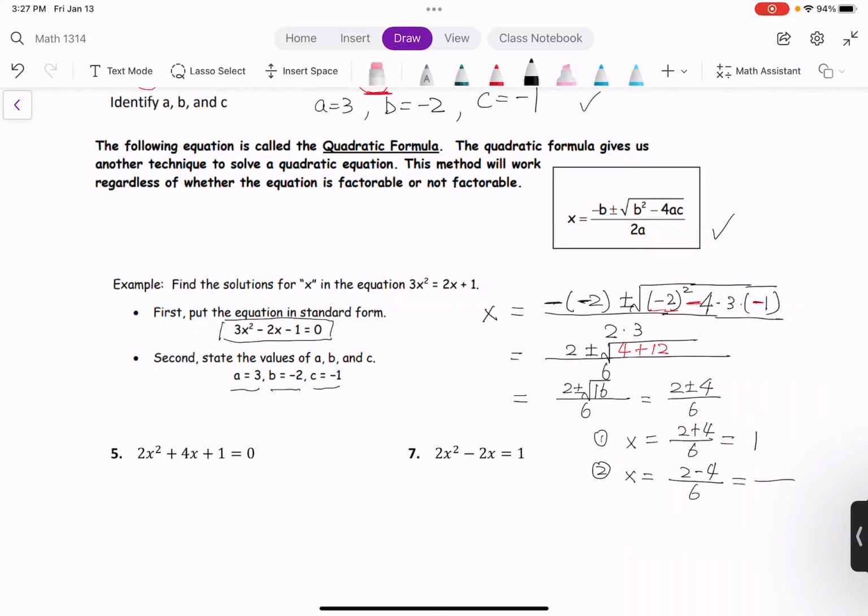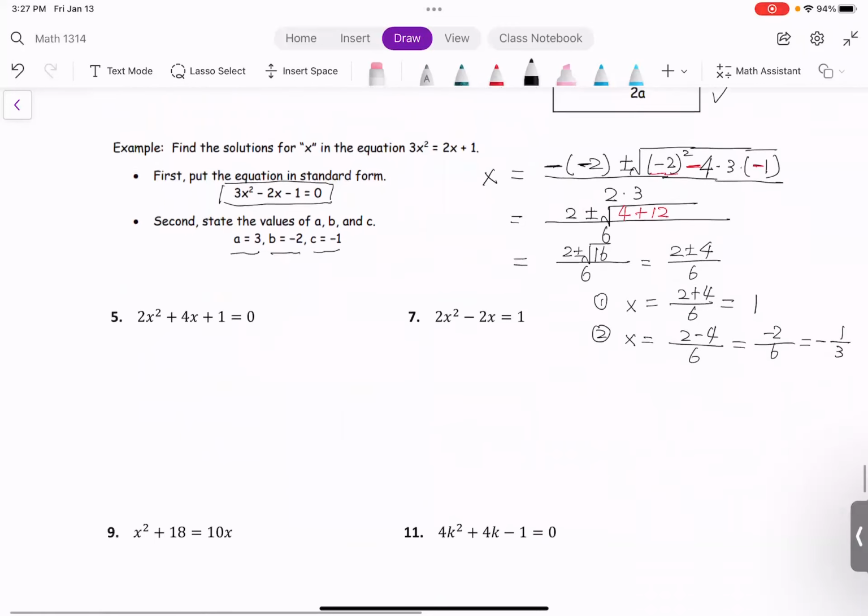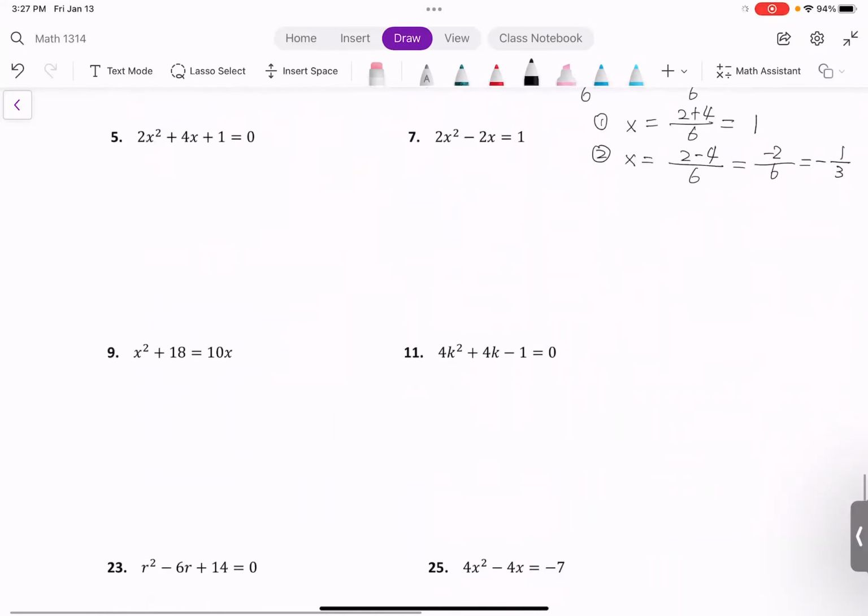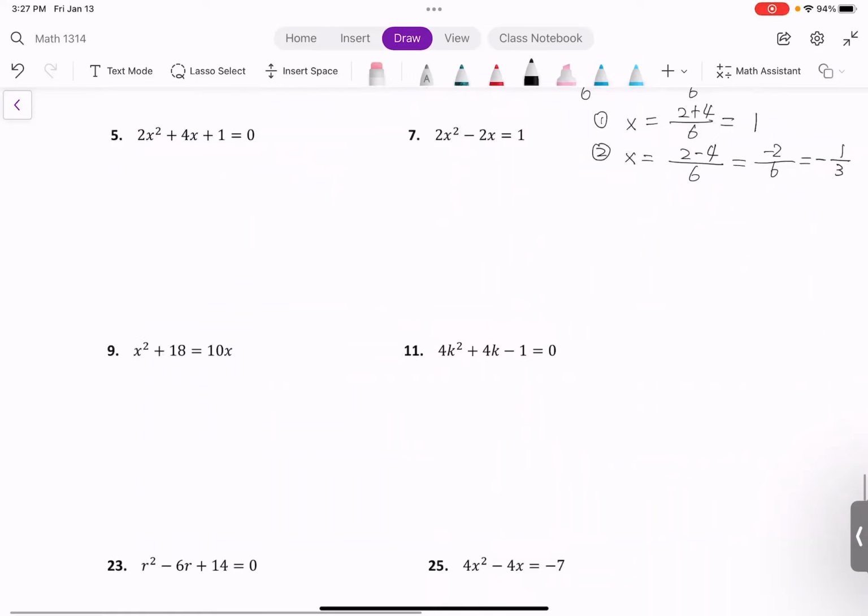Second, x equals 2 minus 4 over 6. The numerator, the top, is negative 2. Negative 2 over 6 is negative 1 over 3. So here it's negative 1 over 3. We have two solutions.